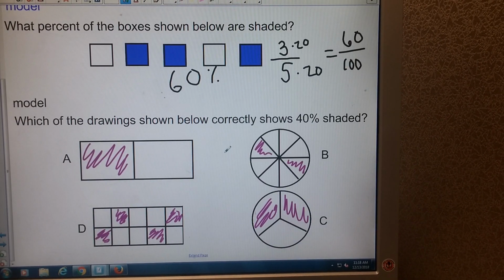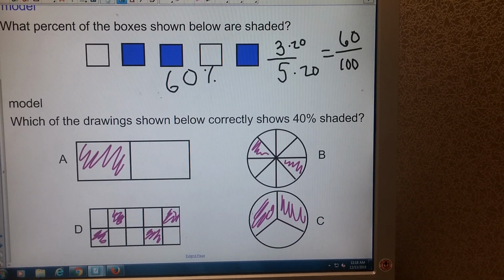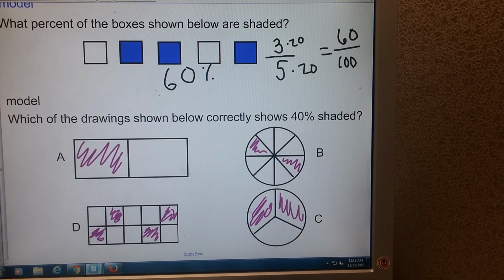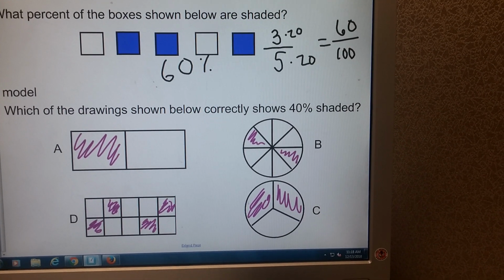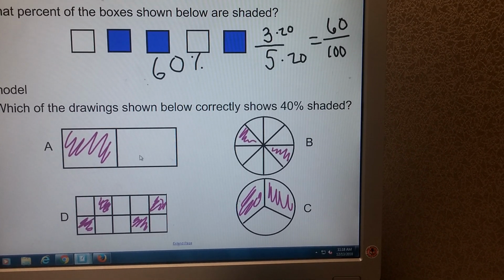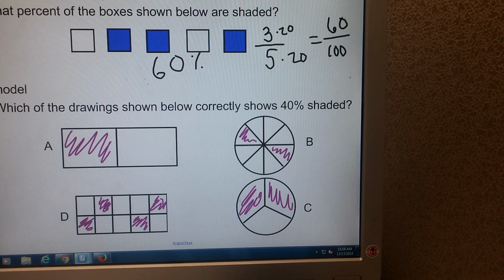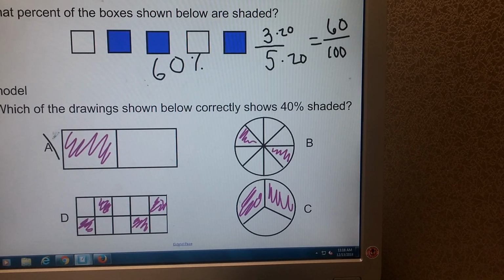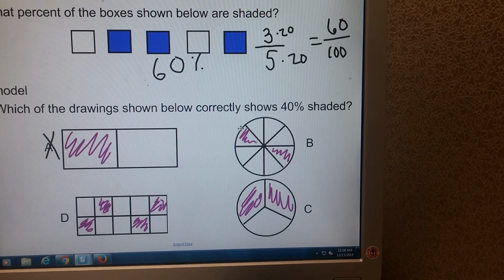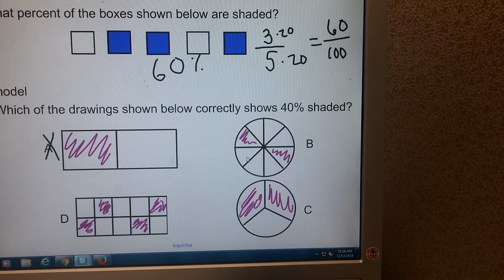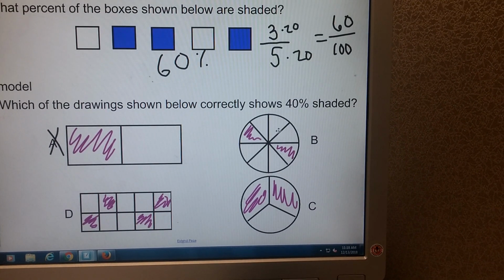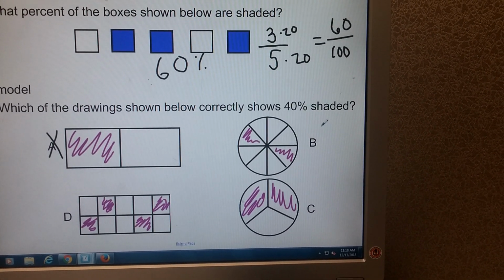The second question says, which of the drawings below correctly shows 40% shaded? 40%. So when I look at box A, there are 2 total boxes and 1 is shaded. 1 out of 2 I know is 50%, so that cannot be it. I need 40%. So I go to B. I have 1, 2, 3, 4, 5, 6, 7, 8 total boxes. I'm sorry, 8 total boxes and 2 of them are shaded.